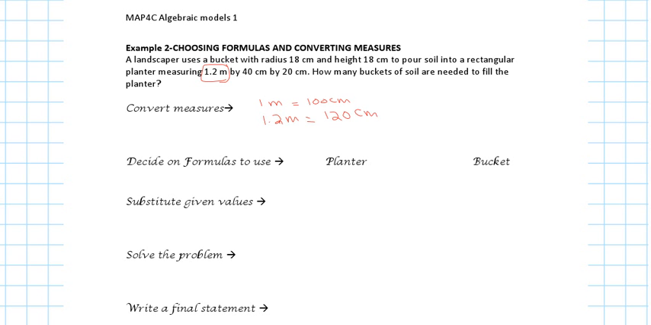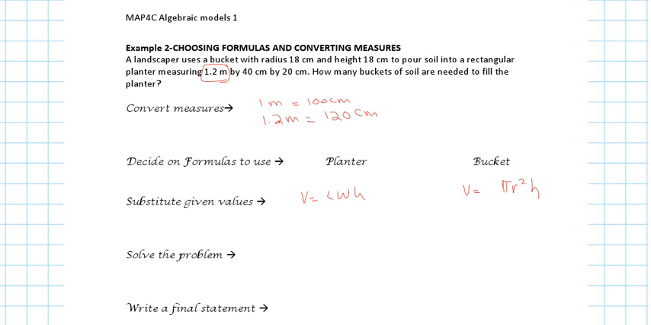So I know that I have to use the volume in this case, because we're talking about how much it fits. So the volume of the planter, which is a rectangular prism, is length times width times height. And the volume for the bucket, which is the cylinder, is pi r squared h. Can you guys check the formula for me? It's pi r squared h, right? Okay?